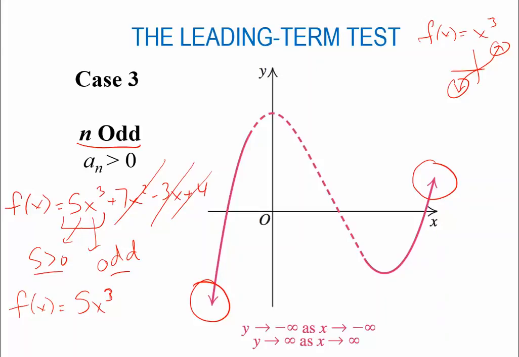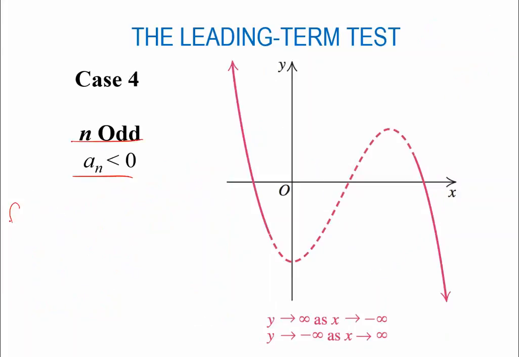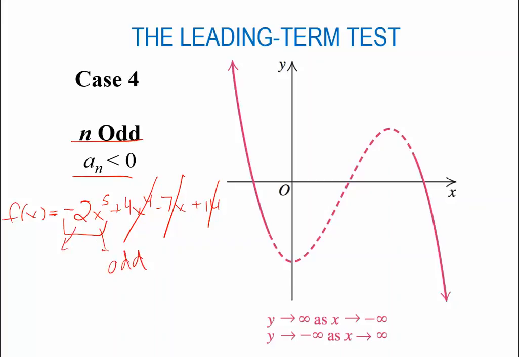Okay, let's go for it. n is odd, and now we have a negative a value. How about 2x to the 5th plus 4x to the 4th minus 3, let me do another number here, minus 7x plus 14. What's happening at the ends on the right and left? Again, we discount all these and look at the leading term. We notice this is an odd function, and we notice this is a number that's less than 0. So again, it's going to start high and end low. That is end behavior in the leading term test.